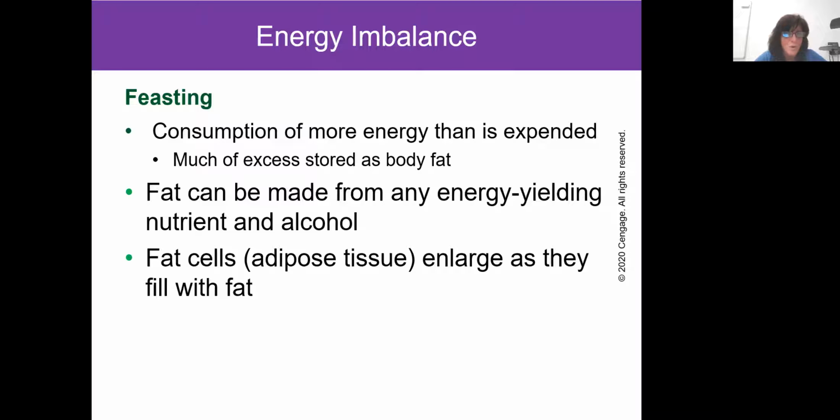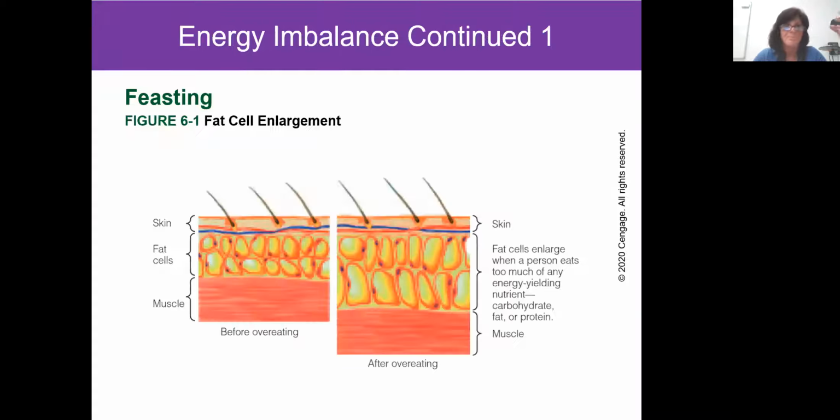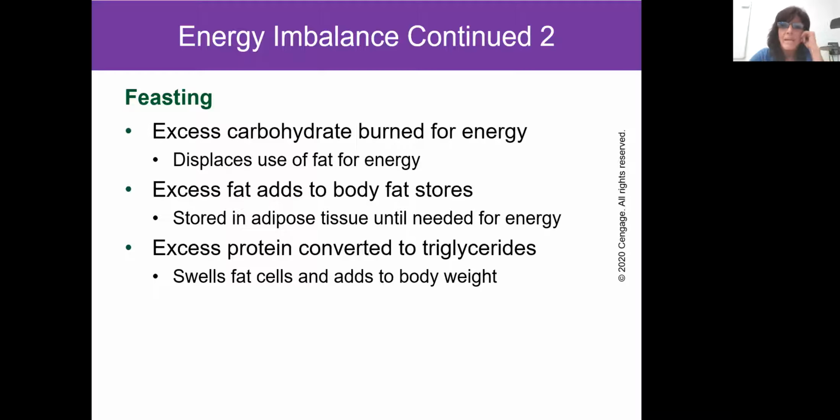So fat can be made in your body from any energy yielding nutrient and also alcohol. Alcohol will make you fat. And fat cells will just keep on getting bigger and bigger as they fill up with fat. There's no limit to their size. They will just keep on growing. There's a picture here that shows fat cell enlargement. And when you overeat, that fat cell just starts to expand as much as you want it to. Just keep shoveling the food in, the fat cell will get bigger and bigger, right?